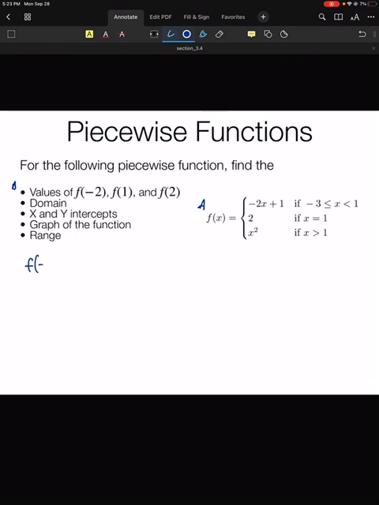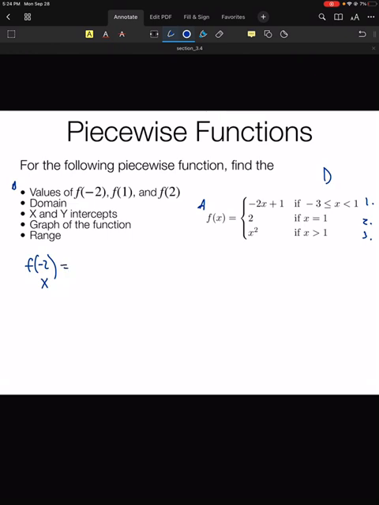So let's first start with f of negative 2. So I'm substituting in the value of negative 2 into this function. The question becomes, which row, 1, 2, or 3, do I use? To do that, we need to read the domain of the function, and we see where negative 2 lies. So is it greater than 1? Is it the third row? No, it's not greater than 1. Is it equal to 1? Also no. Is it between negative 3 and 1? And the answer is yes.